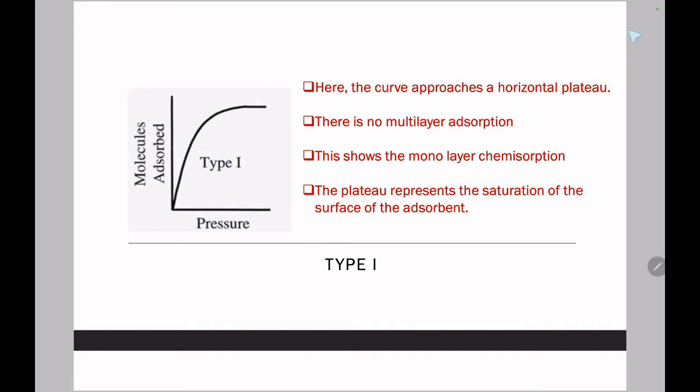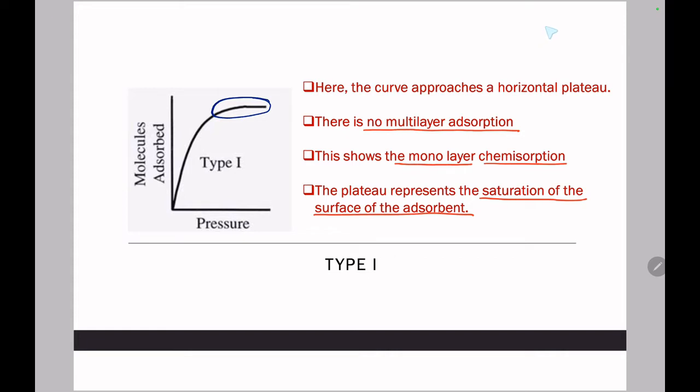Here, the curve approaches a plateau. You can see that as the pressure increases, the rate of adsorption also increases, and finally a plateau is reached, which means that there is a saturation of the surface of the adsorbent. Here a saturation limit is reached, which again gives the idea that there is no multi-layer adsorption and there is only a monolayer adsorption, which is many times chemisorption.